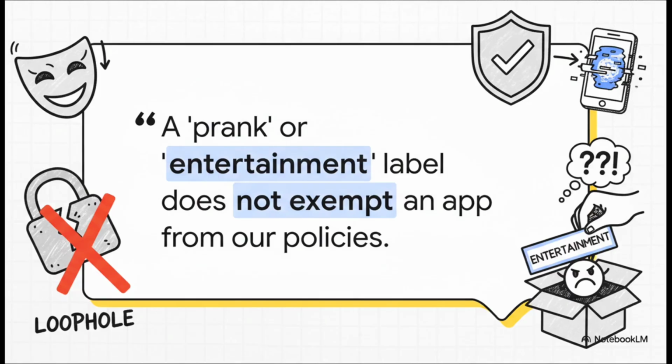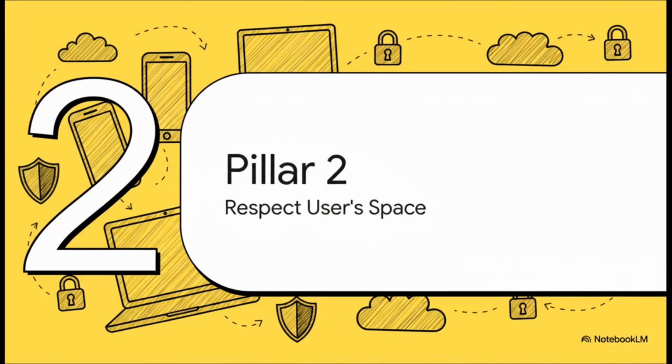And this quote from the policy itself makes one thing crystal clear. You can't just slap a label on your app that says prank or for entertainment purposes and think you're off the hook. That's not how it works. The so-called prank app loophole just doesn't exist. If your app is designed to be deceptive, it's against the rules. End of story. All right, on to our second pillar.